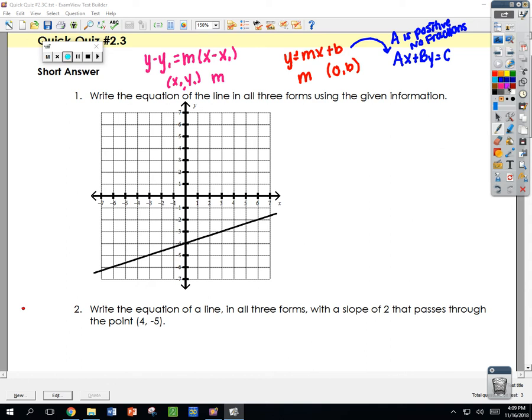Alright, so let's start with point slope form. I need to first figure out what is the slope of this line. I can use any of these points that I want, but I'm going to count the slope, and it goes up 1, right 3. It's a positive slope because it's rising. So m is positive 1 over 3. Up 1, right 3.